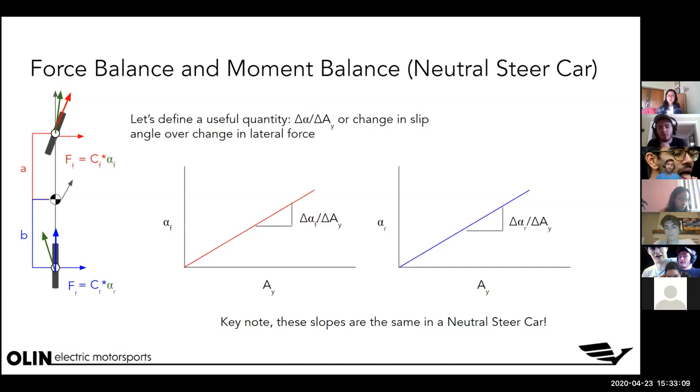Is it also dependent on the relative cornering stiffnesses? It is also dependent on the relative cornering stiffnesses, yeah. Yeah, absolutely. But for our case, we're assuming they're the same. So, okay. I know this is a lot of abstract stuff, but I think it makes more sense when we look at the understeer case next.